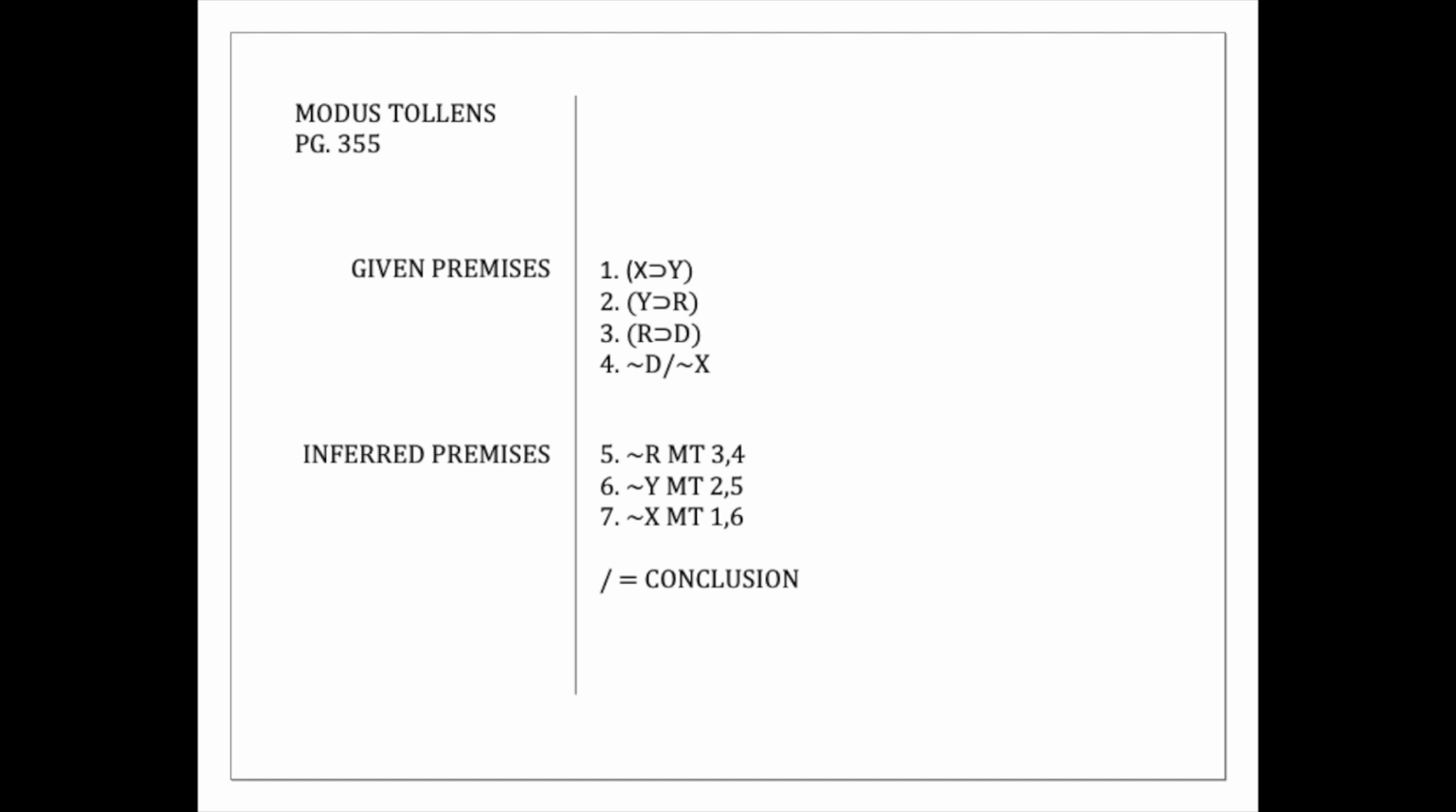And finally, once we have the not y, we can infer not x based on modus tollens 1 and 6. Premise 1 states, if x, then y, and premise 6 states, not y. Therefore, not x, based on the modus tollens valid inference rule. And because our inferred premise 7 concludes in the original conclusion, not x, our proof is complete.